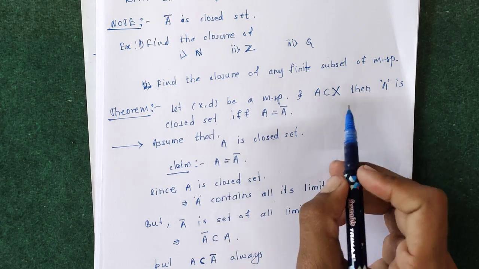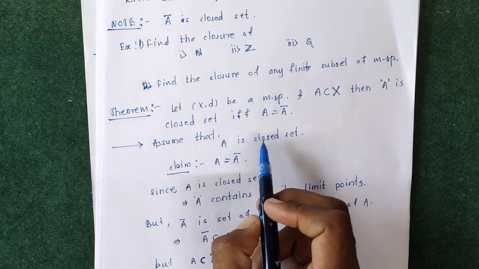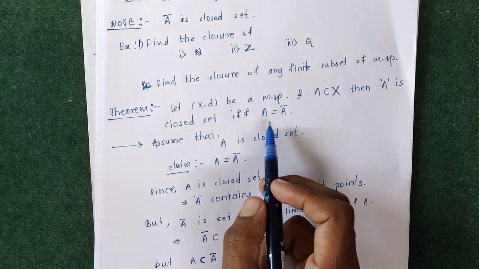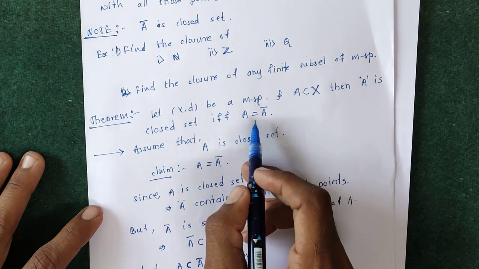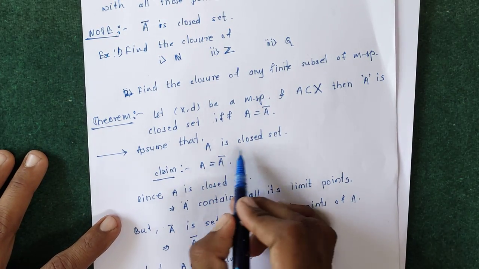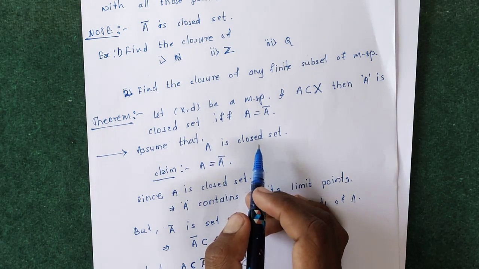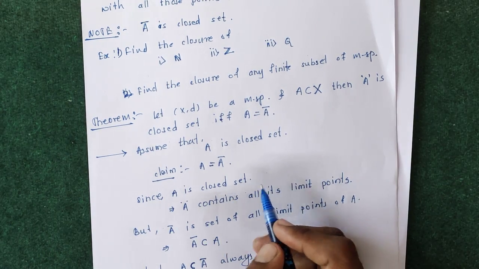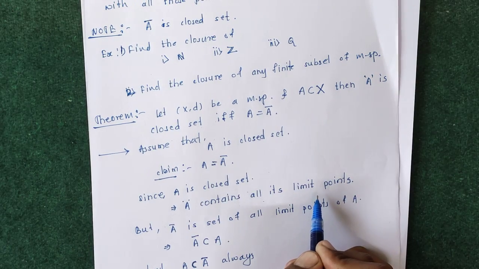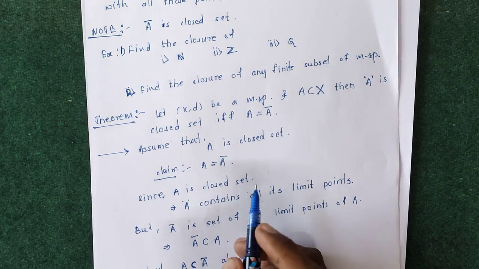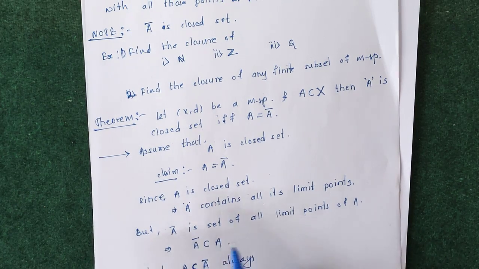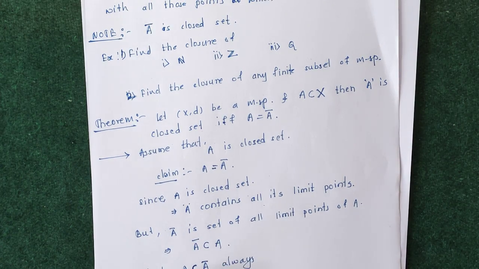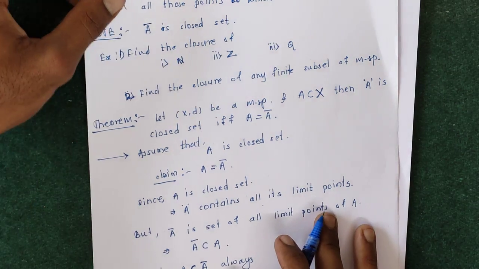In the first part, we suppose A is a closed set and we have to prove A is equal to A closure. To prove A is equal to B, we just prove that A is a subset of B and B is a subset of A. Now, here A is a closed set, and by the theorem on limit points we know that if A is closed, then A contains all its limit points, meaning the set of limit points is contained in A. So, A closure is contained in A, but A is contained in A closure always. Therefore, we can write A is equal to A closure.